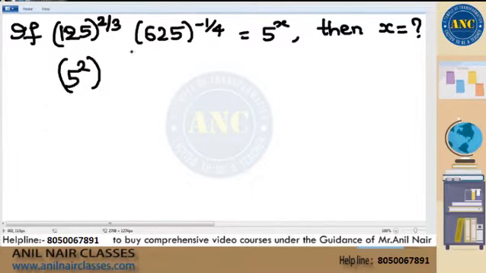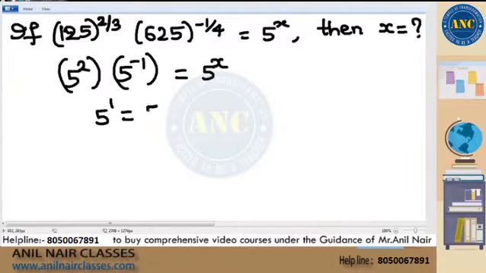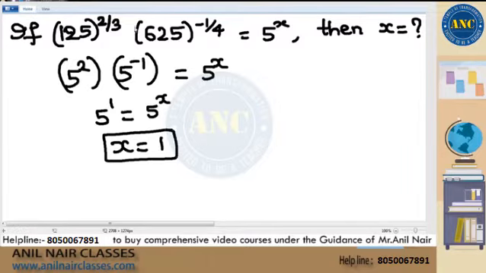Similarly, 625 is 5 power 4. 5 power 4, whole power minus 1 by 4. 4 and 1 by 4 cancel. You are left with 5 power minus 1 is equal to 5 power x. So 5 power 2 into 5 power minus 1 is nothing but 5 power 1, equal to 5 power x. Powers are different, bases are same. So equate the powers. So x value will be equal to 1. Simple. The value of x is equal to 1.